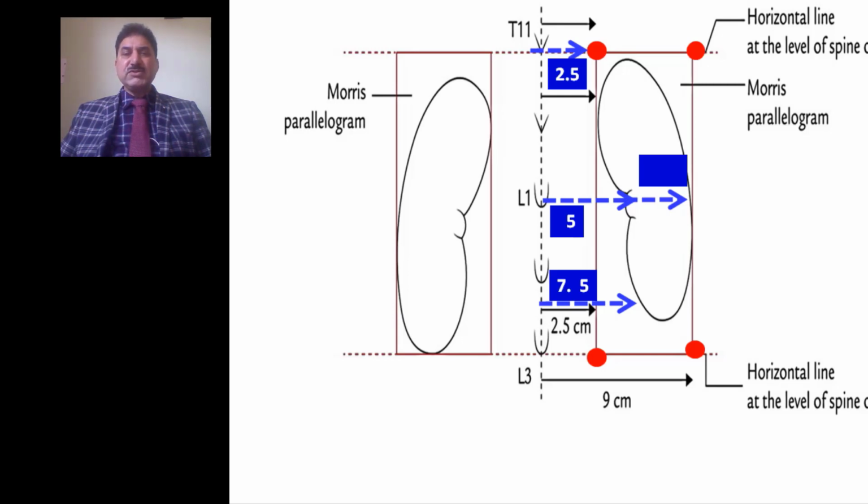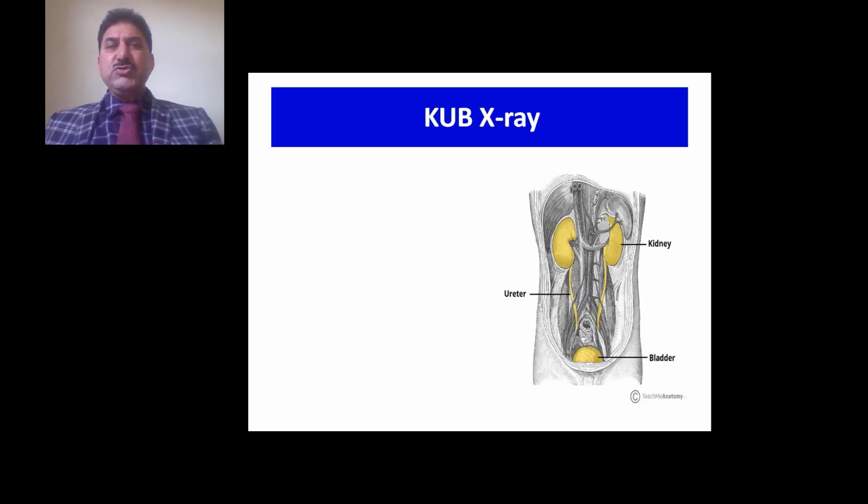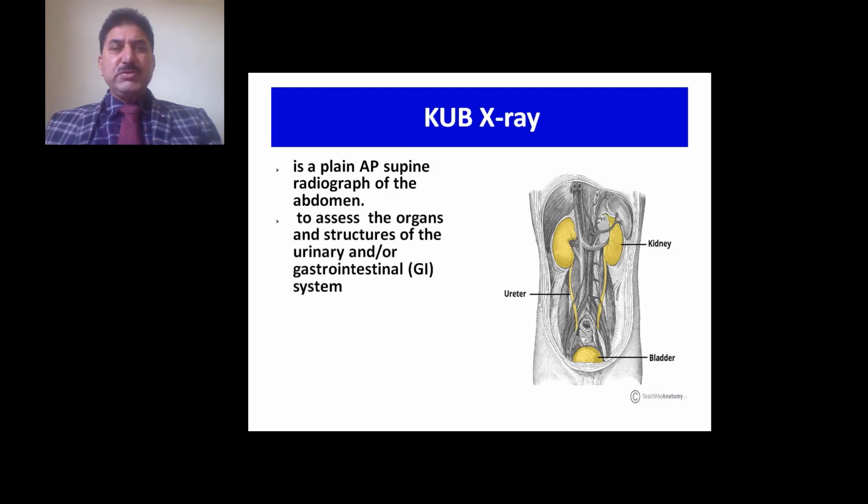Lateral border of the kidney is drawn by taking a point 4.5 centimeters from the medial border. What is a KUB X-ray? It is a plain AP supine radiograph of the abdomen to assess the organs and structures of the urinary and/or gastrointestinal tract. K stands for kidney, U for ureters, and B for bladder.